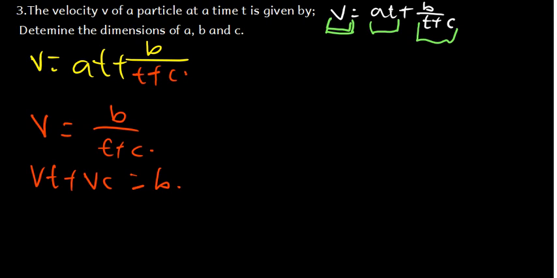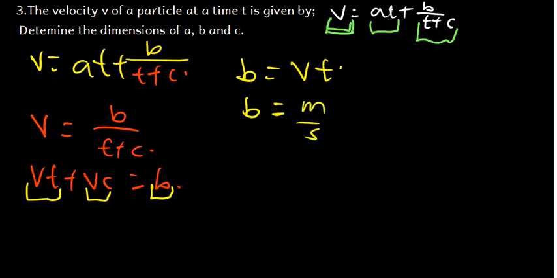What we have to understand is that we said we compare one by one. So we're going to compare b with this, and again b with this. The first thing we're going to compare is b equal to vt. I know the dimensions of v. We know that v is meters per second, and the t is in seconds.